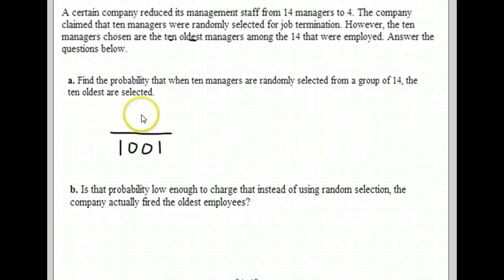Well, it's just one. It's the one that includes the 10 oldest. Okay, the order that we let them go in doesn't matter again, so it's just that group of 10. That's one of the possible groups of 10 of these 14. So there's a 1 out of 1,001 chance.